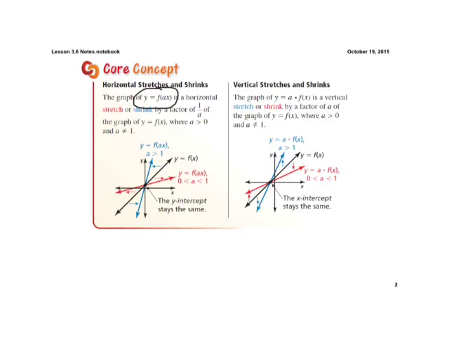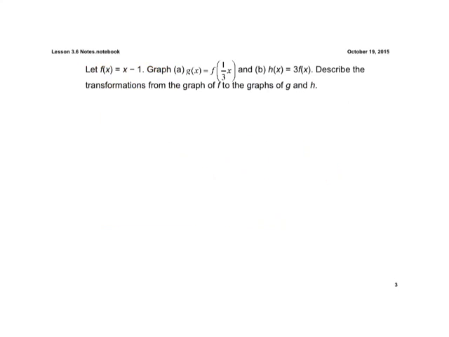Moving to vertical stretches and shrinks, if we have a number being multiplied to our whole function, it's a vertical stretch or shrink. And on these, the x-intercept stays the same. If the number being multiplied is greater than 1, we have what we call a vertical stretch. It stretches away from the x-axis. If it's between 0 and 1, we have a vertical shrink, which means it shrinks towards our x-axis.